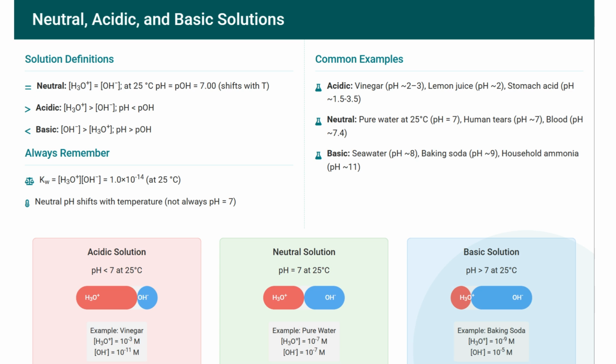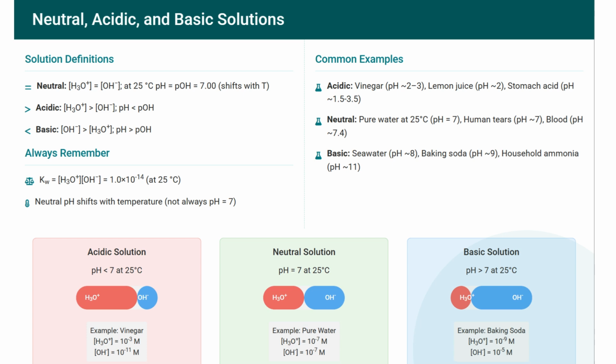Acidic examples include vinegar with a pH around 2 to 3, lemon juice at about pH 2, and stomach acid around 1.5 to 3.5. Neutral examples are pure water at 25 degrees Celsius with a pH of 7, human tears around pH 7, and blood, which is very close to neutral at about 7.4. Basic examples include seawater at about pH 8, baking soda around pH 9, and household ammonia at about pH 11.